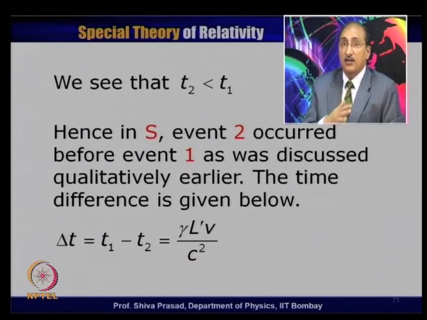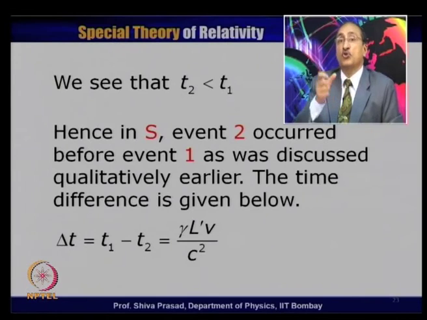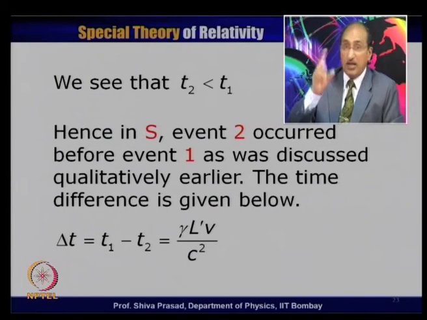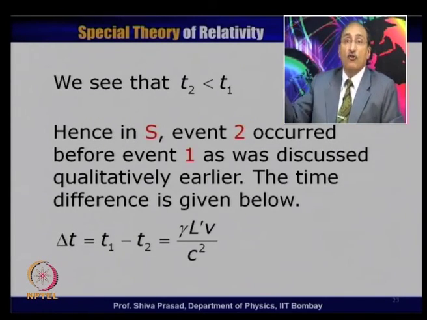This we had also discussed earlier, somewhat qualitatively, without the Lorentz transformation. We had said that if the speed of light should remain the same, then the light which travels backward has to travel a smaller distance, so it will hit the wall first. The light which is emitted in front has to travel a larger distance with the same speed, therefore that event will occur later and that particular time will be larger. This is what we had qualitatively discussed. Now, we know the numerical values. So, in S, event 2 occurred before event 1, as discussed earlier.